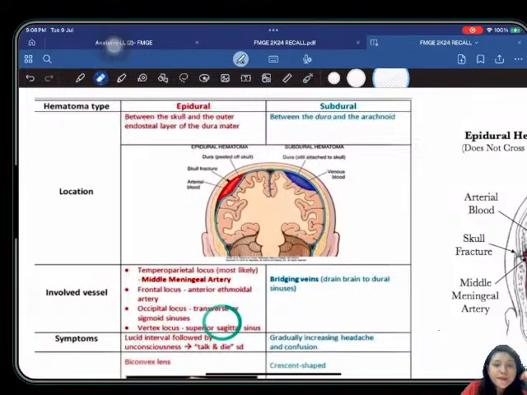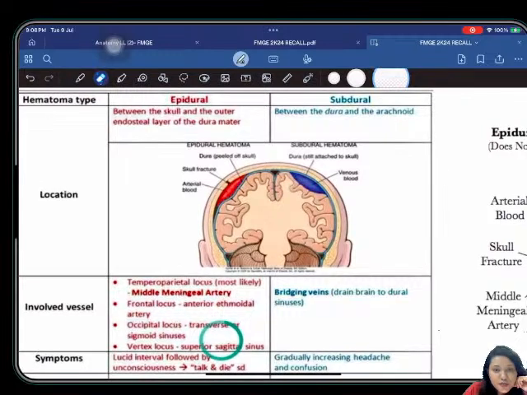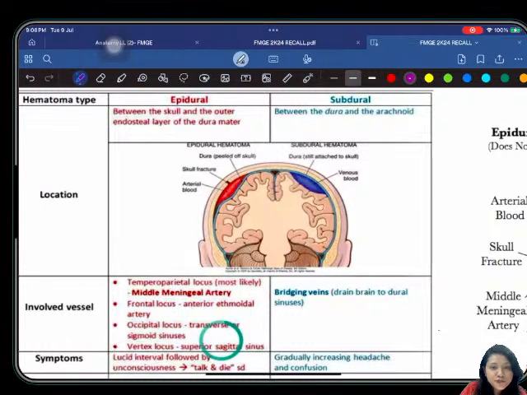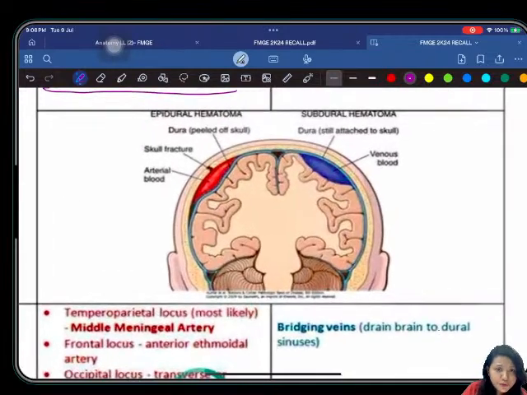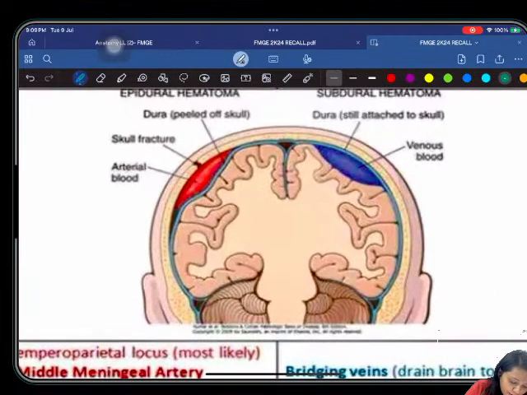Okay, so here they have mentioned the epidural hematoma and the subdural hematoma. Epidural hematoma is between the skull and the outer endosteal layer of the dura mater. So you can see here, if there is a fracture in the skull, then this blood is deposited outside the dura mater.